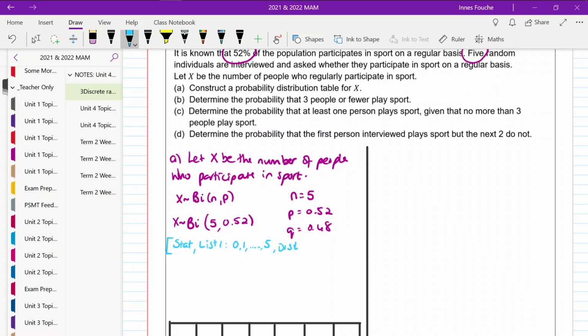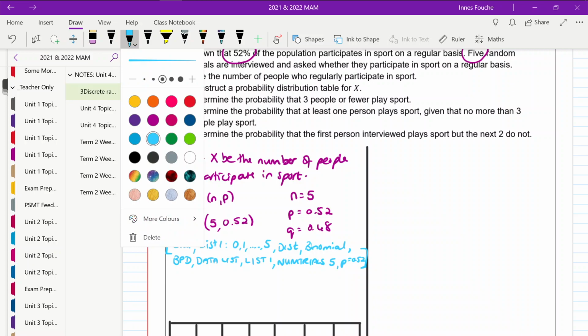We're then going to go to the distribution. We're going to tell it we want a binomial distribution. We're going to go to binomial probability distribution. We're going to tell it we want a list, and we're going to tell it we want it in list 1. Number of trials are going to be 5, and p is 0.52. Don't freak out. Okay? And I'm going to show it to you now on the calculator.